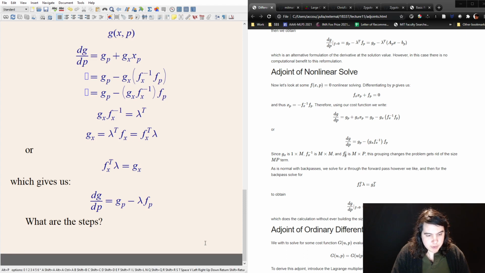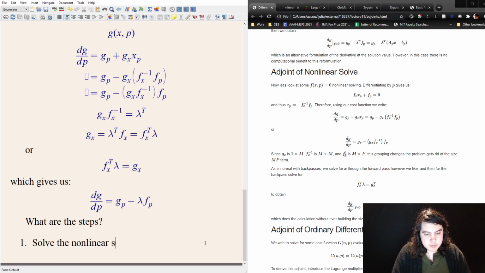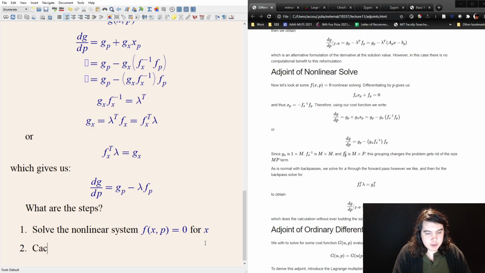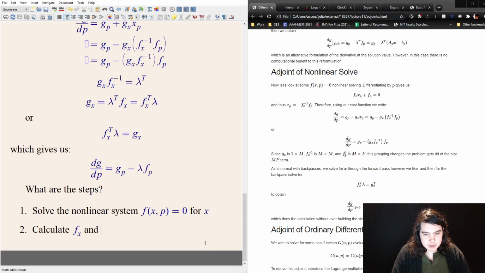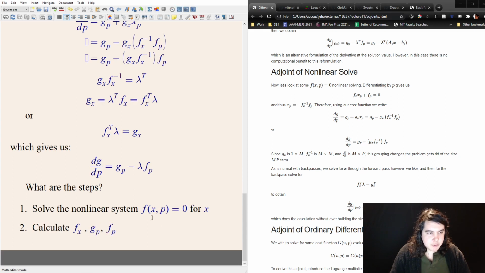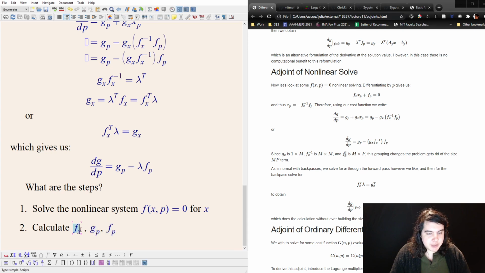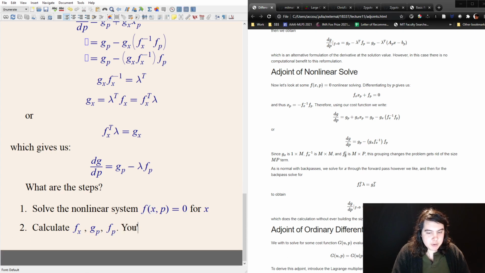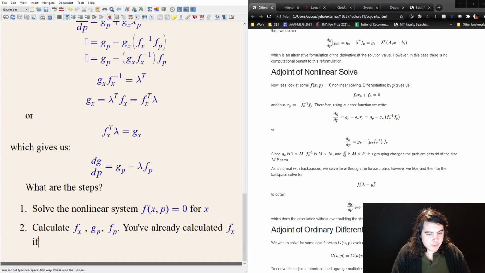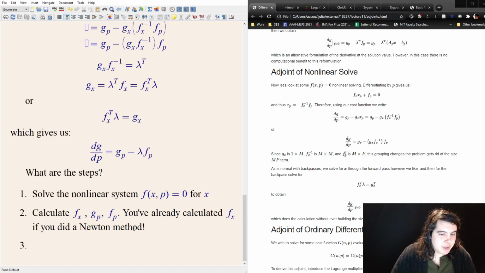You would do one, solve the nonlinear system f of x, p equals 0 for x. Right, then what you would do is you would calculate f_x, and then g_p and f_p. These things are generally going to be easy. This f_x is the Jacobian of the nonlinear system with respect to x. You've already calculated f_x if you did a Newton method, right? This is exactly that same Jacobian, just to make it clear.